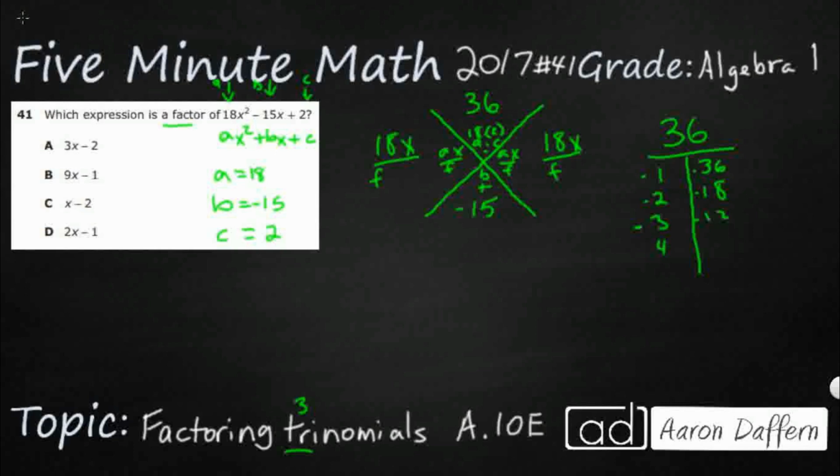Let's make sure nothing else works. 4 and 9. Nope, that gives me 13. I've got 6 and 6. That gives me 12. Okay. So here we go. Negative 3 times negative 12 is going to make positive 36. That's what I want. Negative 3 plus negative 12, or negative 3 minus 12, gives me negative 15. All right, so we're good.